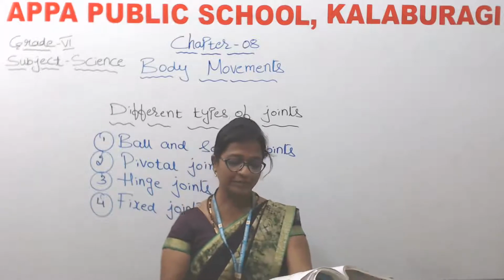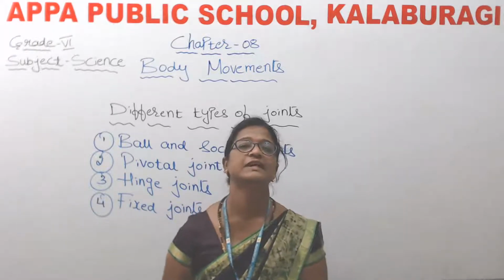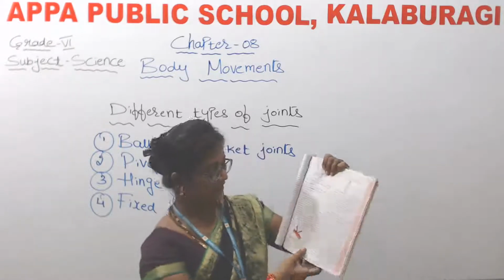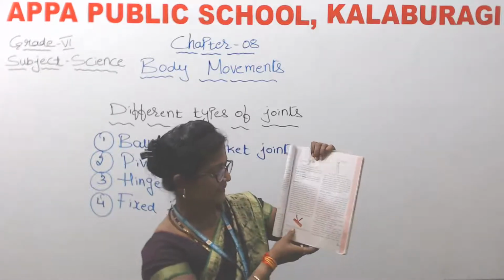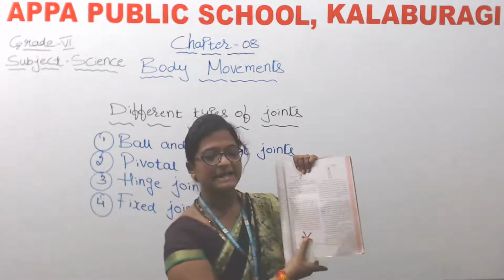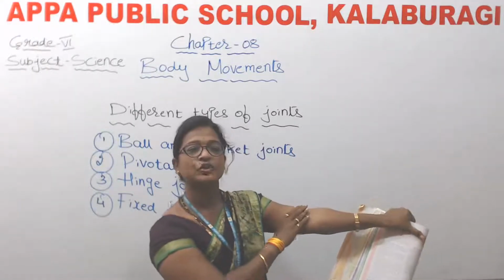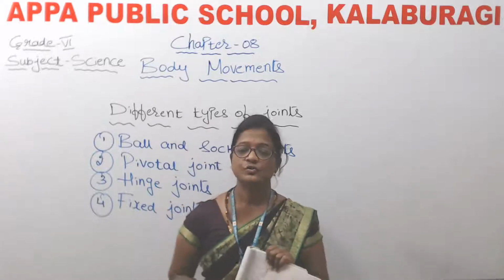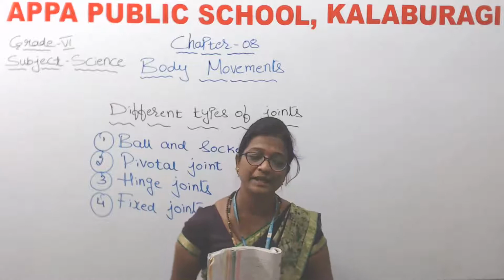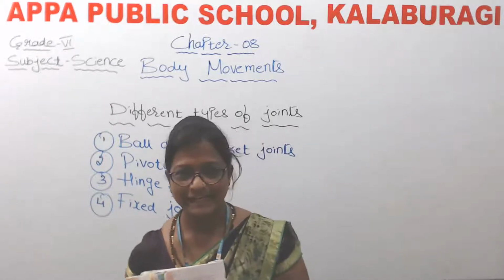Even you can see it in your textbook, children. Open your book, page number 69. Here you can see the hinge joints of the knee, as I had shown you the hinge joints of the elbow. These joints allow movement only in one direction.